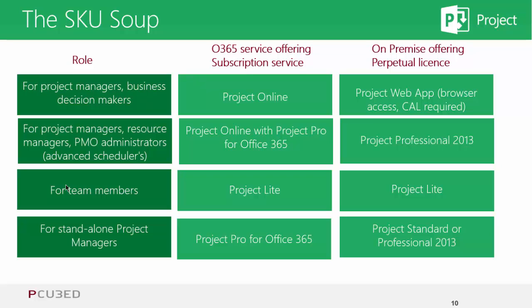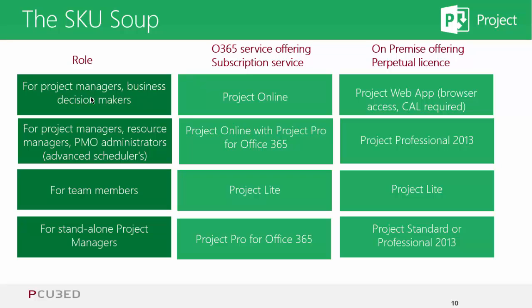Moving on to the SKU soup. Now let's try and shed some light on Project and the SKU soup. As can be seen on the slide, we have 3 headings. We have role, we have Office 365 service offering, which is the subscription service, and then we have the equivalent on-premise offering, which is a perpetual license, i.e., you buy it once and then you have it forever.